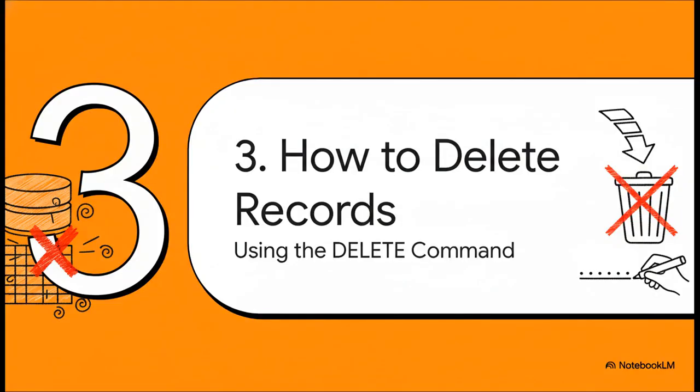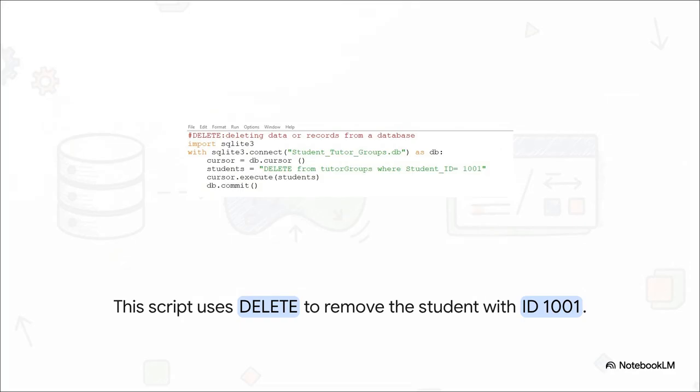Okay, we're connected. Let's learn our first modification command, how to delete records. This is what you'll use when you need to completely remove a whole row of data because it's old, it's wrong, or you just don't need it anymore. Let's just take a look at this script. The beauty of it is how simple it is. Look at that line, DELETE FROM tutor_groups WHERE student_ID = 1001. It almost reads like plain English, right?